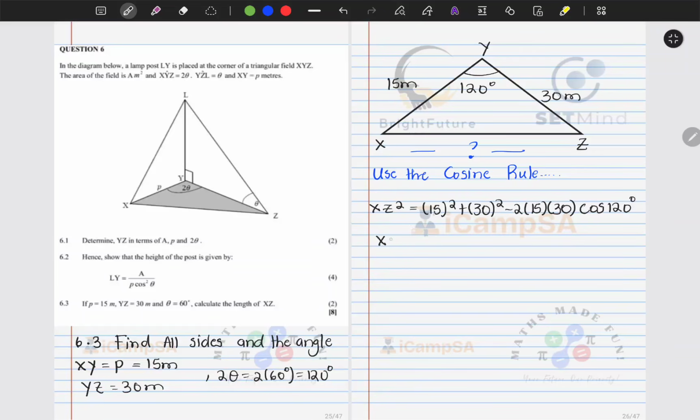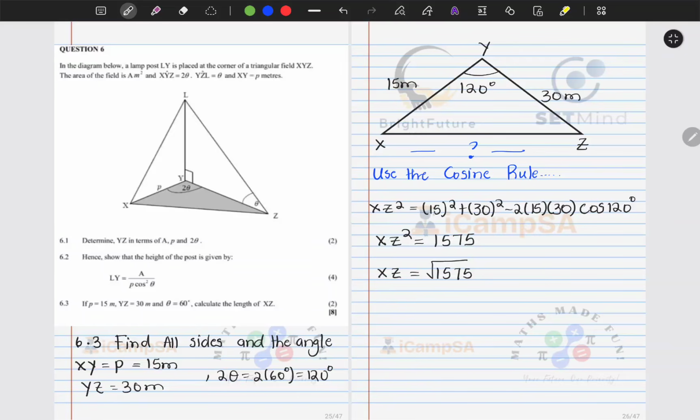Okay, so our xz all squared will end up being, so I'm just going to go to my calculator and quickly punch this. So 15 squared plus 30 squared minus 2 times 15, 30, and then cos of 120. Okay, so what I end up getting is 1575.